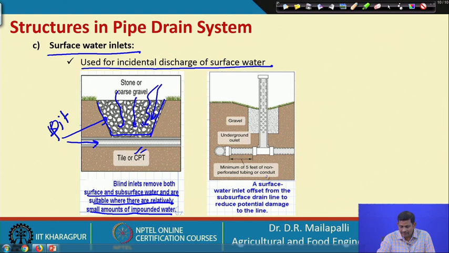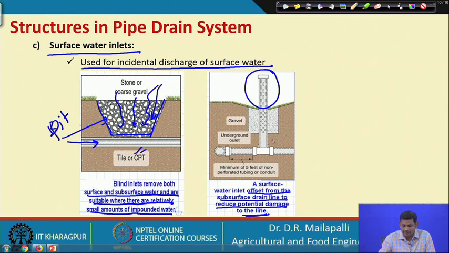Here is another example. Sometimes this will be half the ground. That is a surface water inlet offset from the subsurface drain line to reduce potential damage to the line.